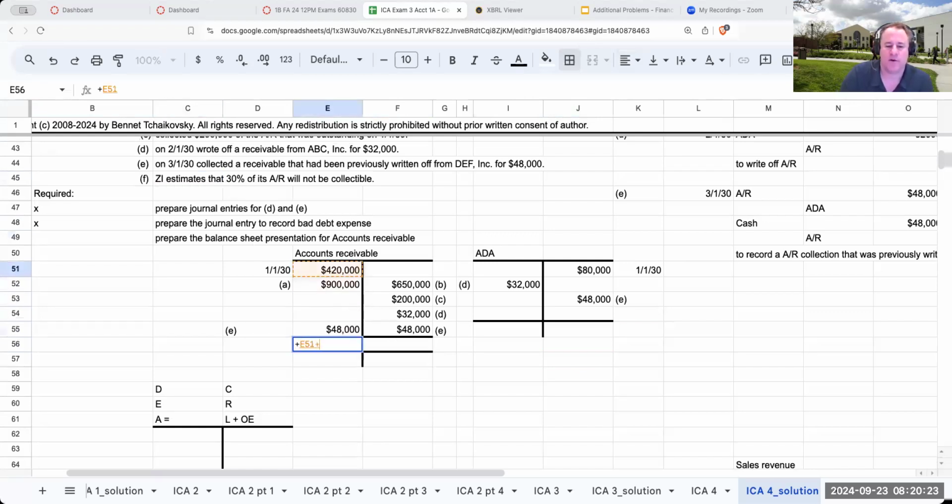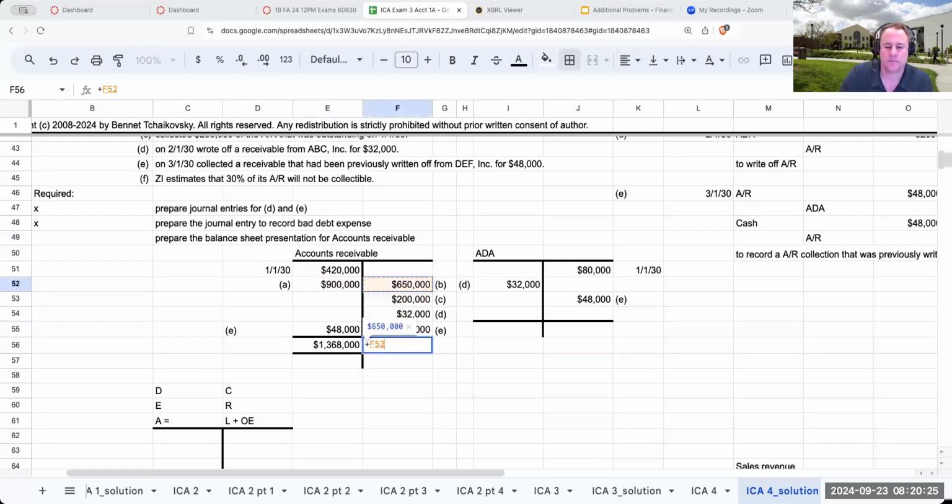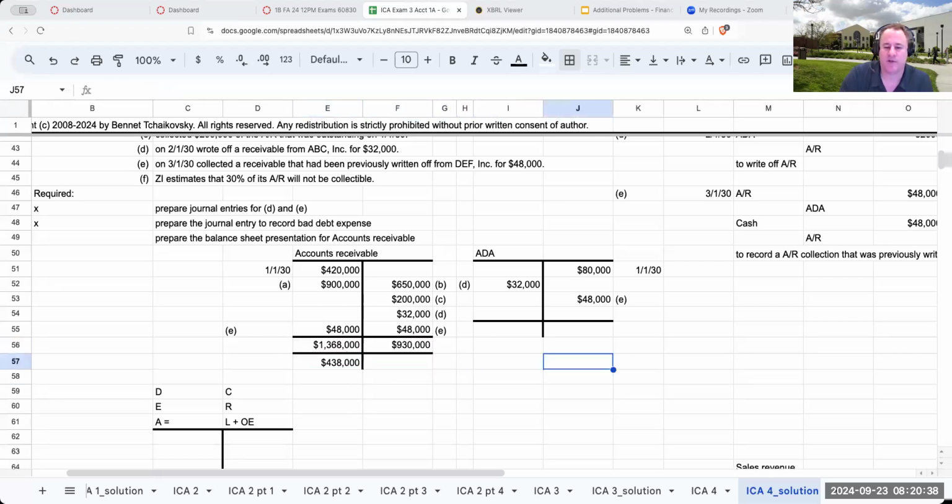So if I look over here, my accounts receivable had a balance of 1.36 million. We collected 930,000. So my ending balance is 438,000. My ending balance in the allowance for doubtful accounts is going to be 438 times 30%, or 131,400.